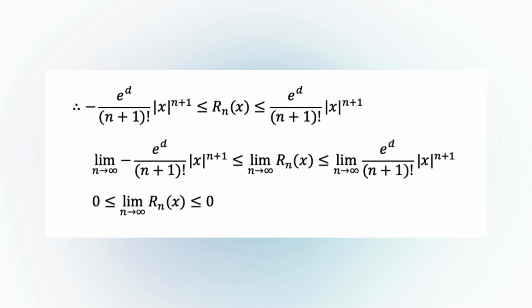n plus 1. Now we want to take the limit of that bound as n approaches infinity. We look at the limit of e to the d times the absolute value of x to the n plus 1 divided by (n plus 1) factorial. As n grows, factorial grows faster than any power, so this limit goes to 0, no matter what x is. This means R sub n of x is squeezed between the negative and positive versions of that bound, and both of those limits go to 0. So by the squeeze theorem, the limit of R sub n of x as n approaches infinity equals 0.